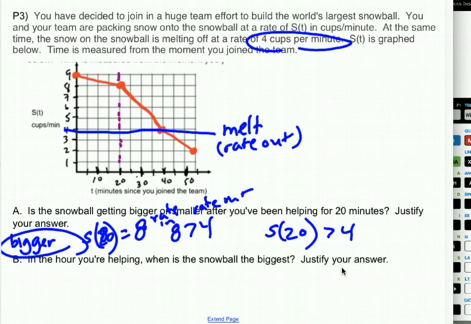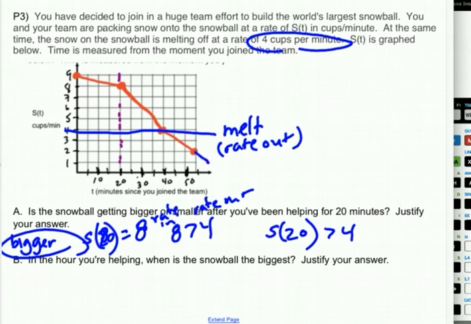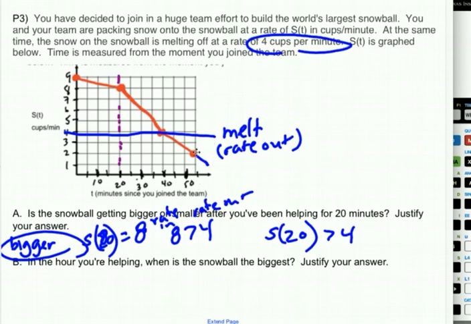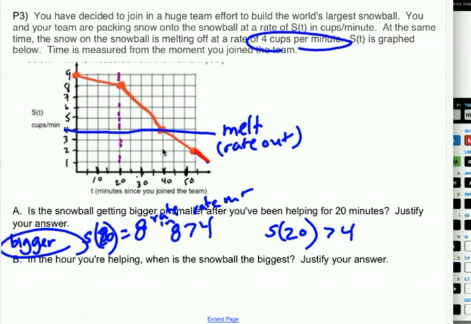In the hour that you're helping, when is the snowball the biggest? And you can just assume it keeps going. I kind of ran out of space, but assume that the red graph keeps going. It doesn't really matter to this problem. It's clearly not going to be increasing anytime soon. So same question we've seen before. This is the moment when they're equal. They're equal 40 minutes in. In this entire time, the snowball is getting bigger because the amount of snow you're putting on is bigger than the amount that's melting off.